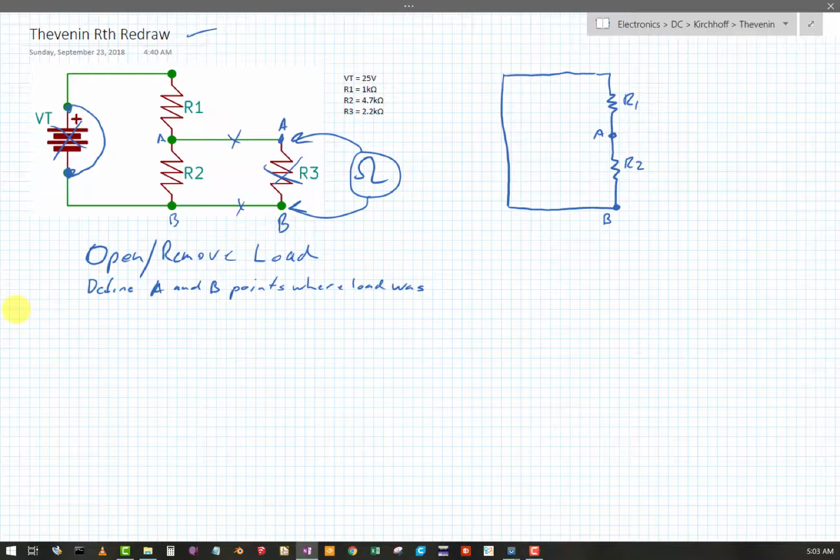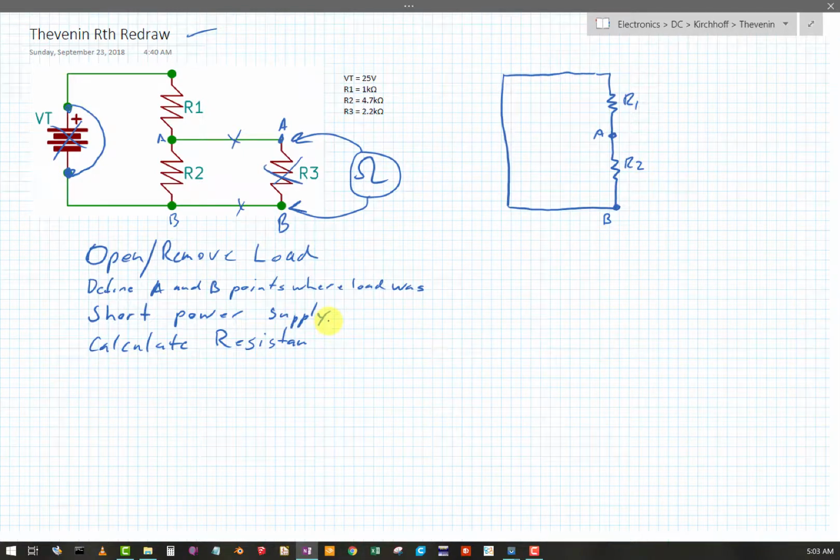Well, actually, I forgot one step: short the power supply. Okay, and then calculate the resistance between A and B. Alright, so that's what we're going to do.